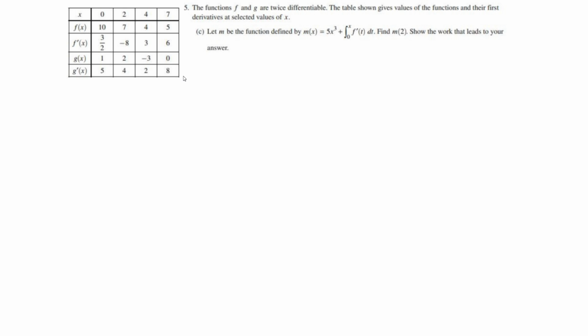All right, continuing. Let m be the function defined by m of x equals 5x cubed plus the integral from 0 to x of f prime of t dt. Find m of 2. This is very, very simple. So what we would do here is we literally just have to find m of 2 equals 5 times 2 cubed plus the integral from 0 to 2 of f prime of t dt. Now, what is the integral of f prime? The integral of f prime equals f.